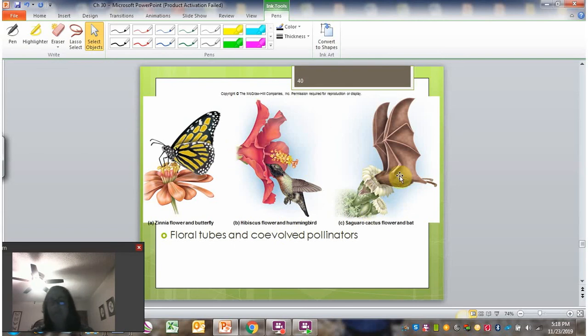And then here's a bat. This is a white flower that would be visible at night, and it's large and can fit the head of the bat down into.